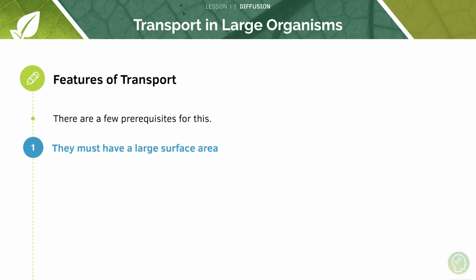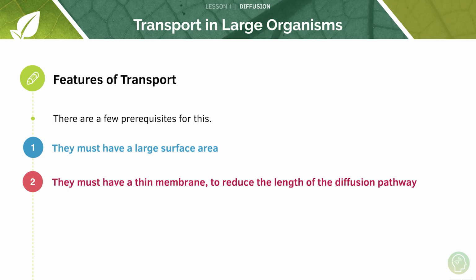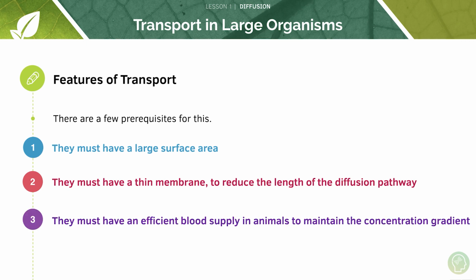So, features of transport that we have already covered, and I'm just going to summarise here. There must be a large surface area. There must be a thin membrane to reduce the length of the diffusion pathway. There must be an efficient blood supply in animals to maintain the concentration gradient. And ventilation must be constant in animals for gaseous exchange.